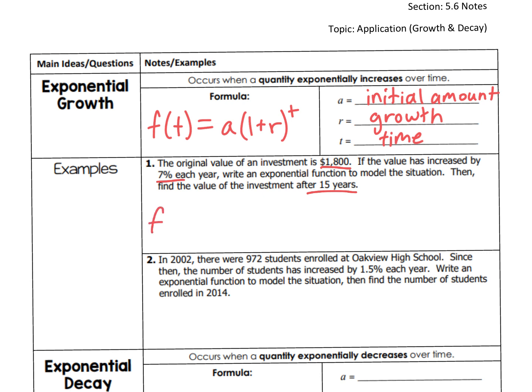So first things first, what is time? 15. So f of 15 is going to equal, what's A going to be? Good. 1,800 is that initial amount. Parentheses 1 plus my growth, which is? Good. 0.07. Don't put the number 7. 7%, we've got to write that as a number, not a percent. Okay, so to write that as a number, it's 0.07. Close parenthesis, and we said time was 15.